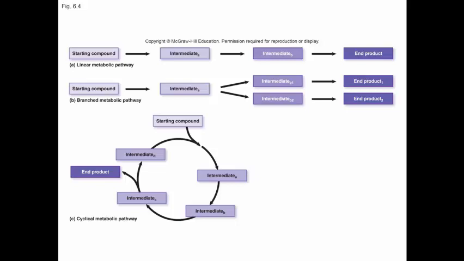By definition, intermediates are products that will be substrates for the next step of the pathway. The end product is the final product at the end of the metabolic pathway. And as you can see, pathways can be either linear, branched, or cyclical.